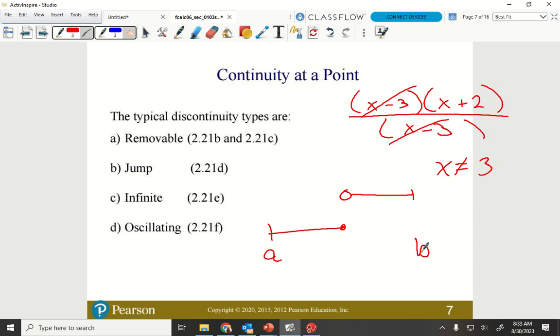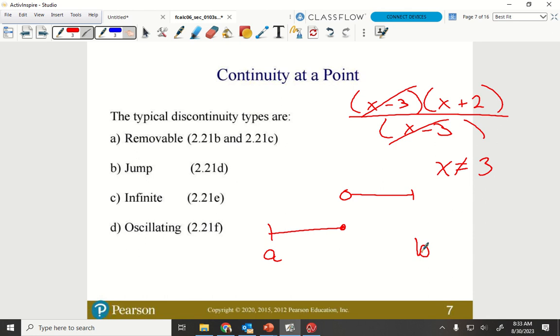What do you think infinite does? Does it go into infinity? Yeah. Okay, so is infinity a number? It's an idea. So if it's going to infinity, that means it's not continuous. There is a type of discontinuity there.